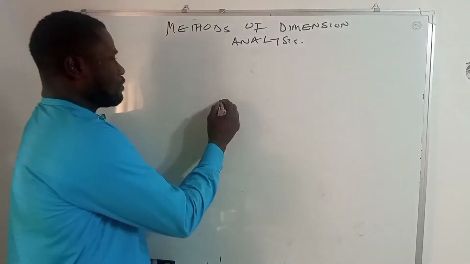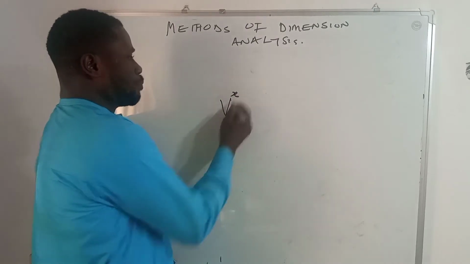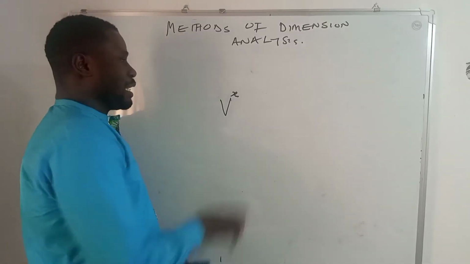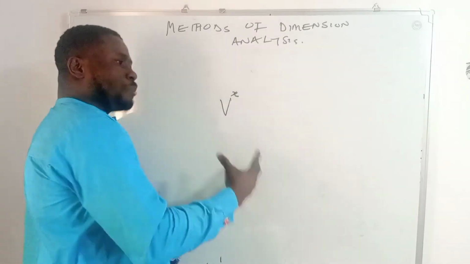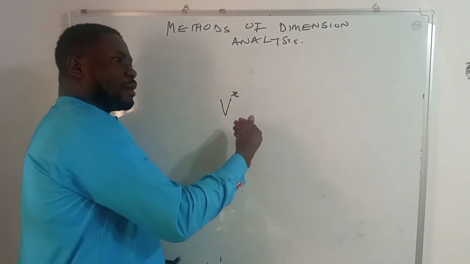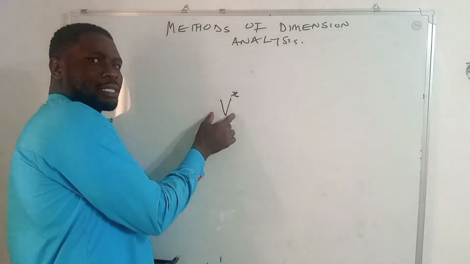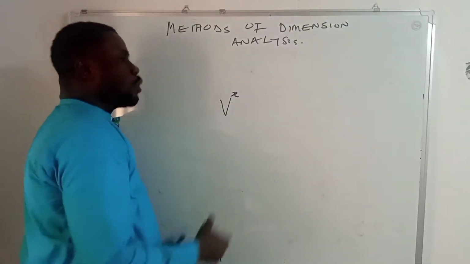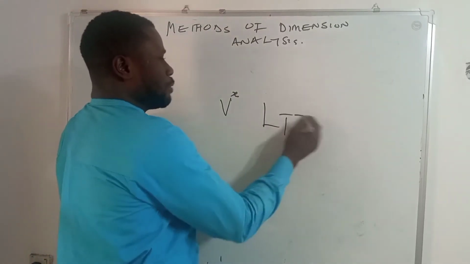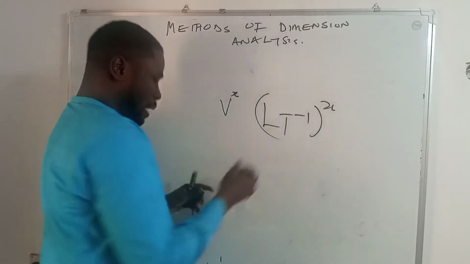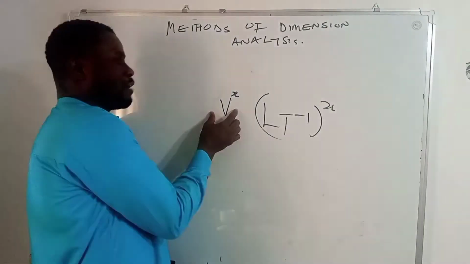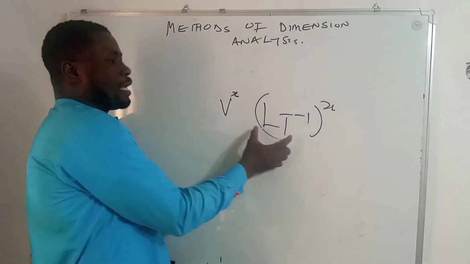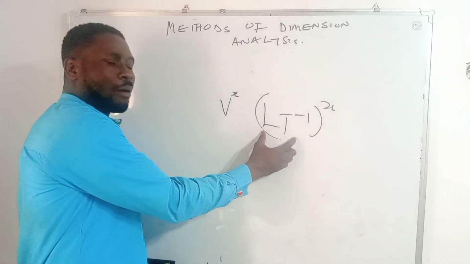For example, you're told that V is raised to power X. What this means is that this V is a physical quantity. Now, it will come to a point where you will have to solve by replacing the V with its dimension, and when you do so, the dimension must also be raised to power x. Remember that the dimension of velocity is LT minus 1. So if the velocity is raised to power x, then the dimension must equally be raised to power x.